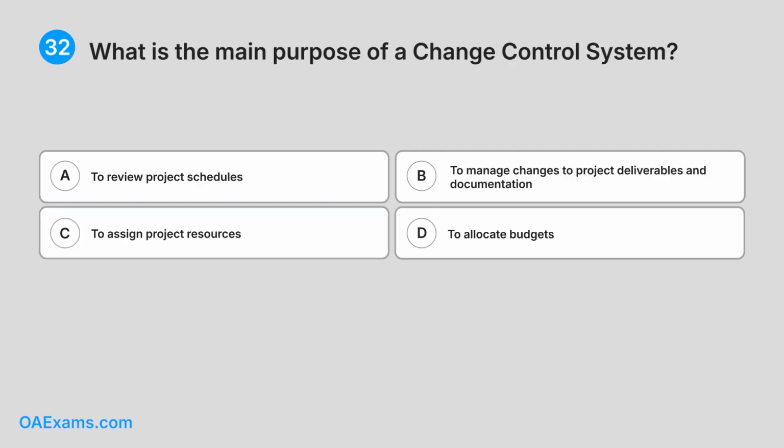32. What is the main purpose of a change control system? A. To review project schedules. B. To manage changes to project deliverables and documentation. C. To assign project resources. D. To allocate budgets. Do you know the answer?